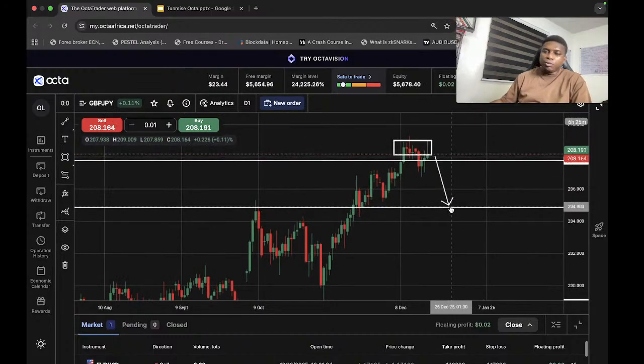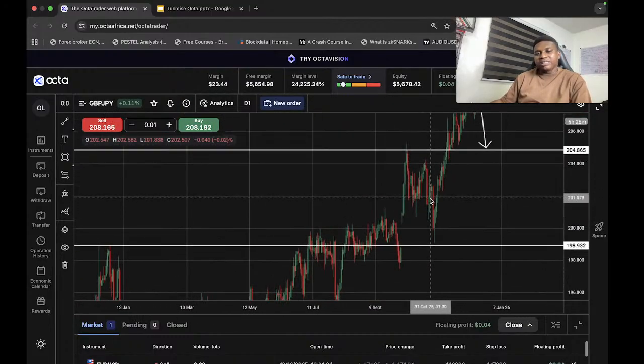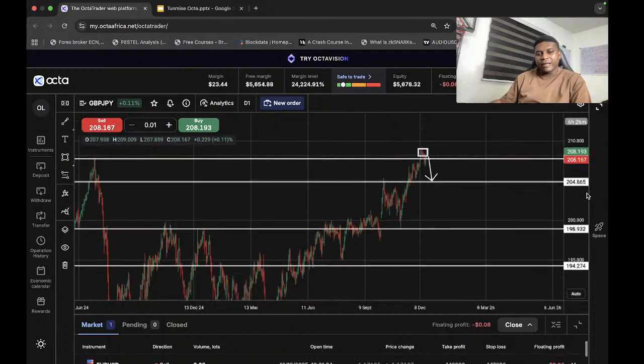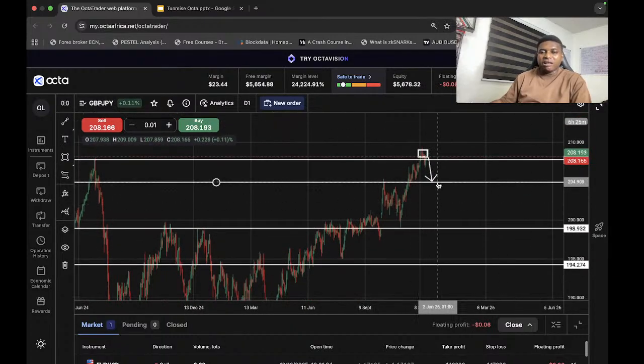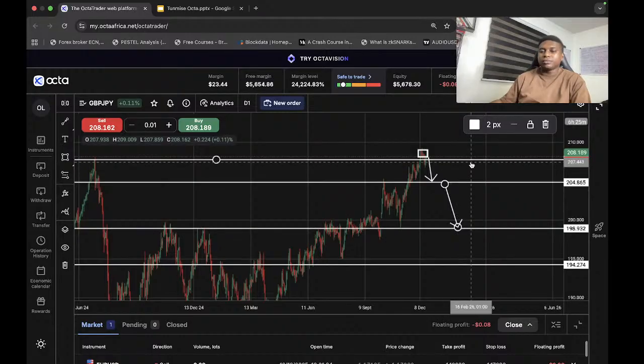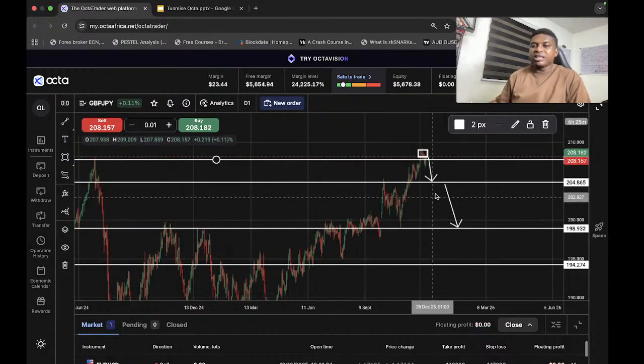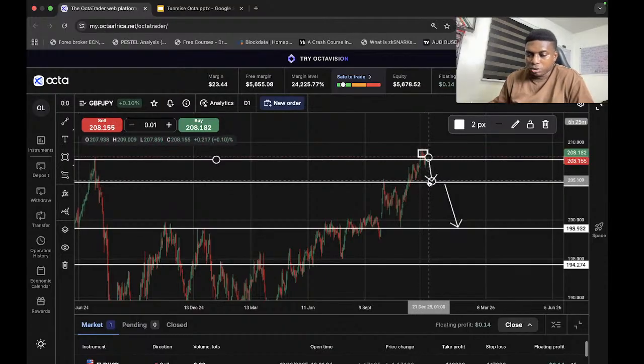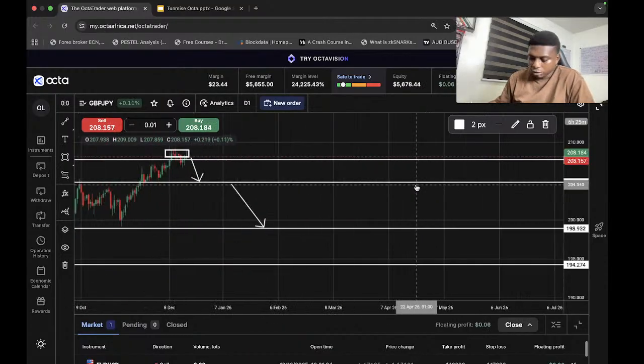So this level would be more like our first target. If this level does not hold, then we might see a continuous drop in price, but there are higher chances that this level would hold. Okay, good.